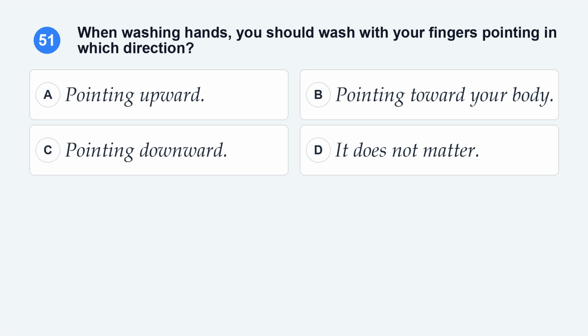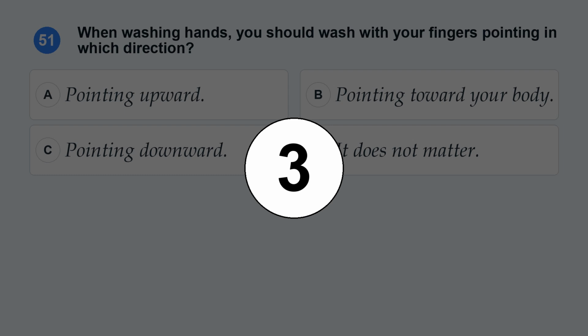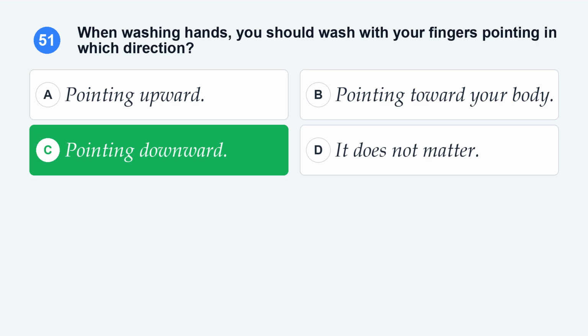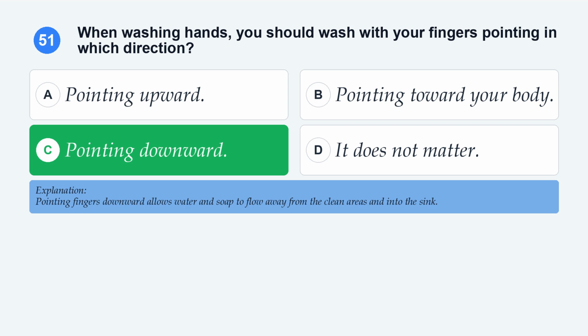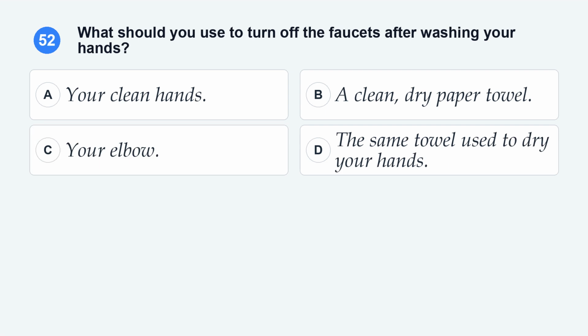Option A. Pointing upward. Option B. Pointing toward your body. Option C. Pointing downward. Option D. Does not matter. The correct answer is option C. Pointing downward. Explanation. Pointing fingers downward allows water and soap to flow away from the clean areas and into the sink. Question 52. What should you use to turn off the faucets after washing your hands?